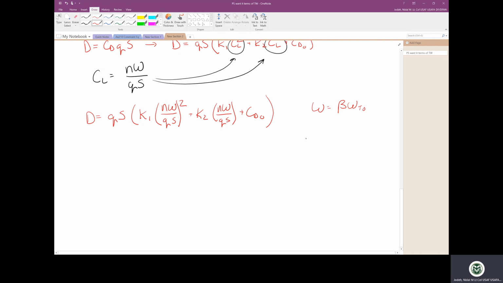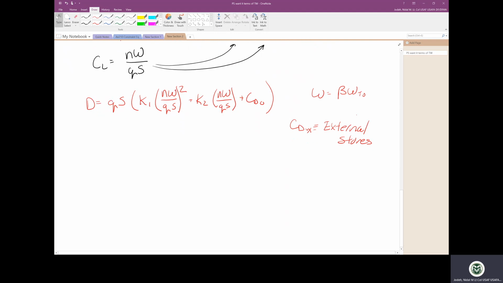We're also going to introduce a new coefficient, C_DX, which is the drag coefficient for external stores. Most of our aircraft, like the F-35 and F-22, don't have external stores most of the time, so that term will just be zero. So we insert this and we insert this.